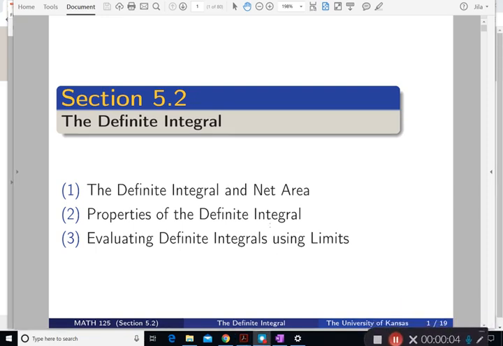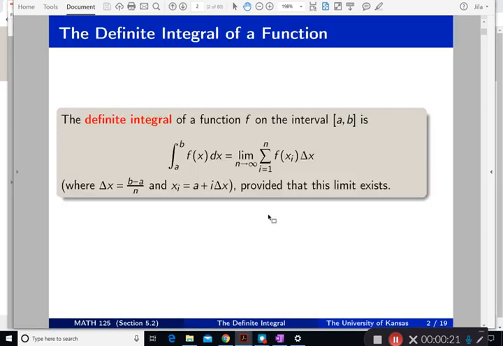Section 5.2, the definite integral. So what we're discussing today is the definite integral and net area, properties of definite integrals, and evaluating definite integrals using limits. And so what is a definite integral?